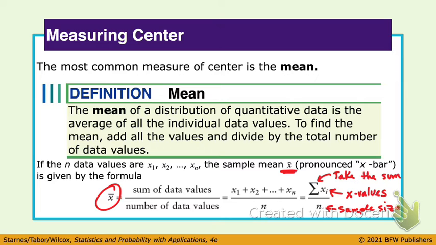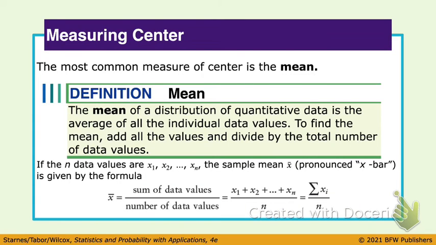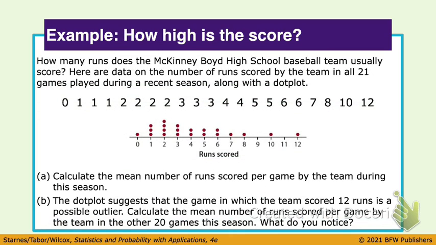All right, let's give it a try then. Let's go. So, how many runs does the McKinney-Boyd High School baseball team usually score? Here are data on the number of runs scored by the team in all 21 games played during a recent season, along with a dot plot. So the numbers are in order, which is kind of nice, and we've got a dot plot here.